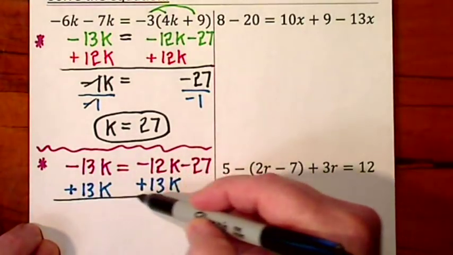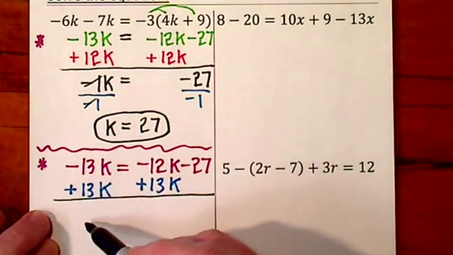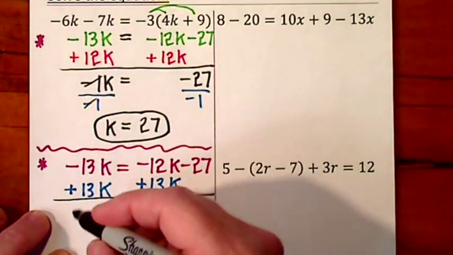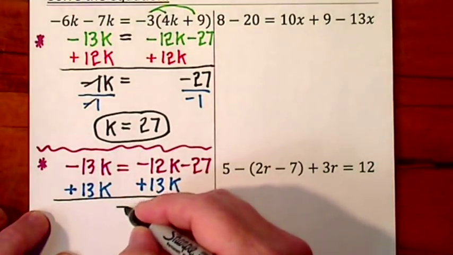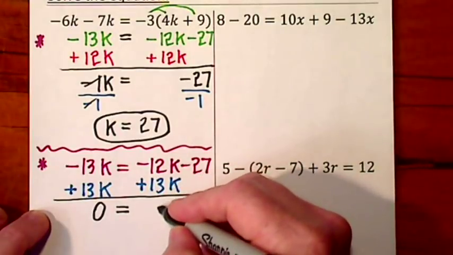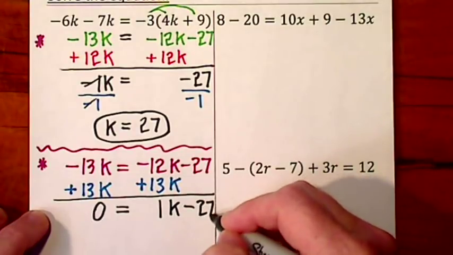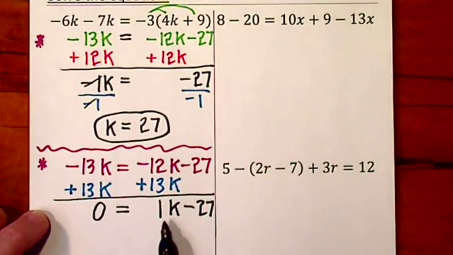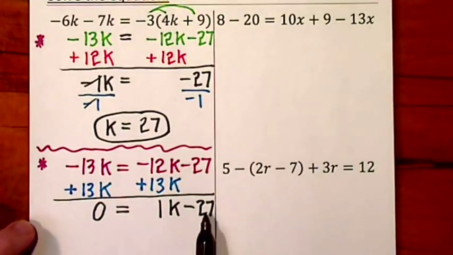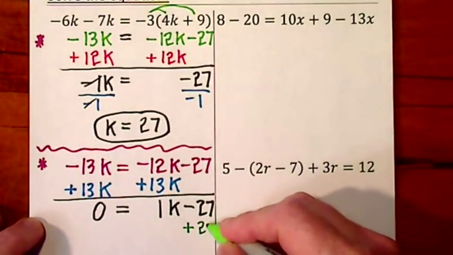Now I draw a line and bring everything down. Normally, when terms zero out, I don't have to write the 0, but I can't leave air on this side of the equal sign. So in this case, I have to put the 0. This gives us 1k, or I could just write the k, bring down the -27, and now you have 0 is equal to k minus 27. You have to get rid of that -27. So you'd say plus 27 or positive 27.